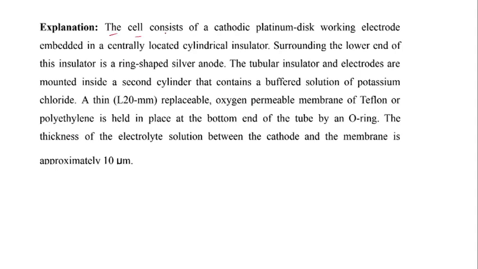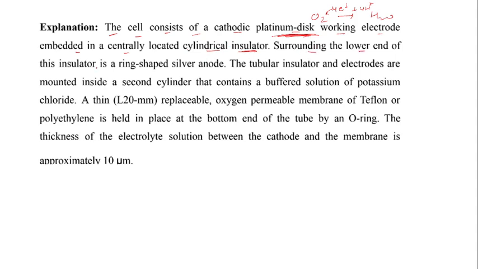The cell consists of a cathodic platinum disc working electrode. So this disc electrode is the working electrode, where oxygen is reduced to water by 4 electrons plus 4 protons. The working electrode is embedded in a centrally located cylindrical insulator. So the cylindrical insulator will provide insulation between cathode and anode.